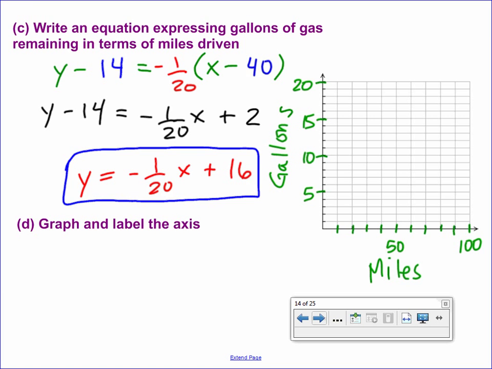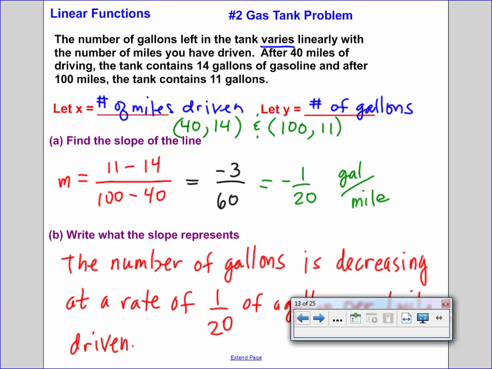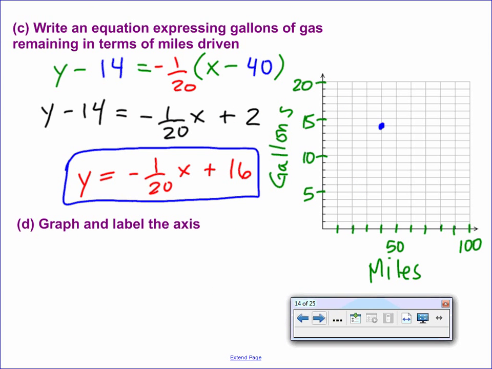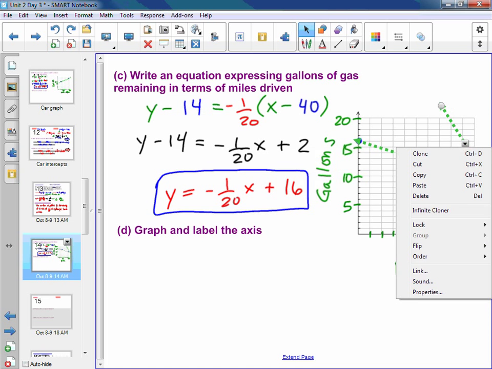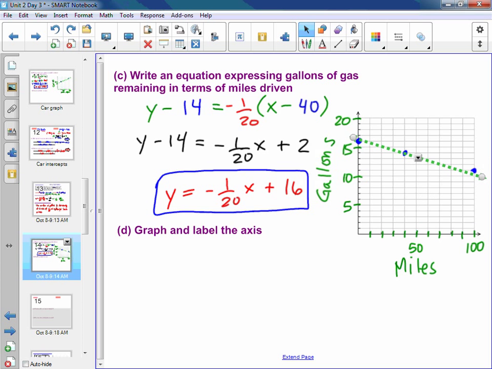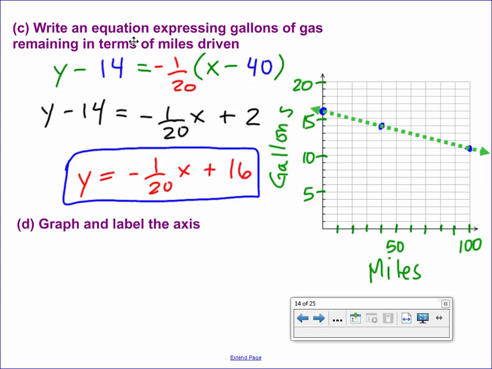Let's get some key points then. For us, we've got our 40, 14, and we've got our 100, 11. Furthermore, we have a y-intercept at 0, 16. If we've done this correctly, those should all fall on the line. Let's check. We've got our axes labeled, we've graphed our line, and we can see as the number of miles increases, the number of gallons remaining in the tank is decreasing. That makes perfect sense in the context of the problem.